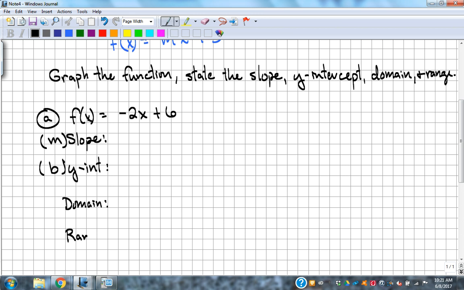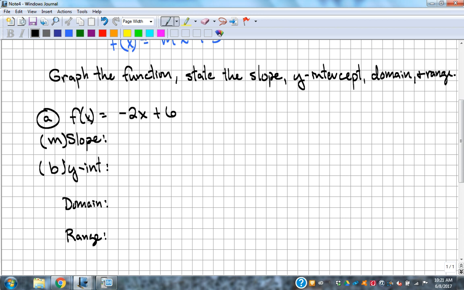and the range. Now, the first three things there, slope, y-intercept, and domain, we can do before we even graph it because we know those things. We know the domain. We talked about that on Tuesday. What are the red flags that we look for in domain?